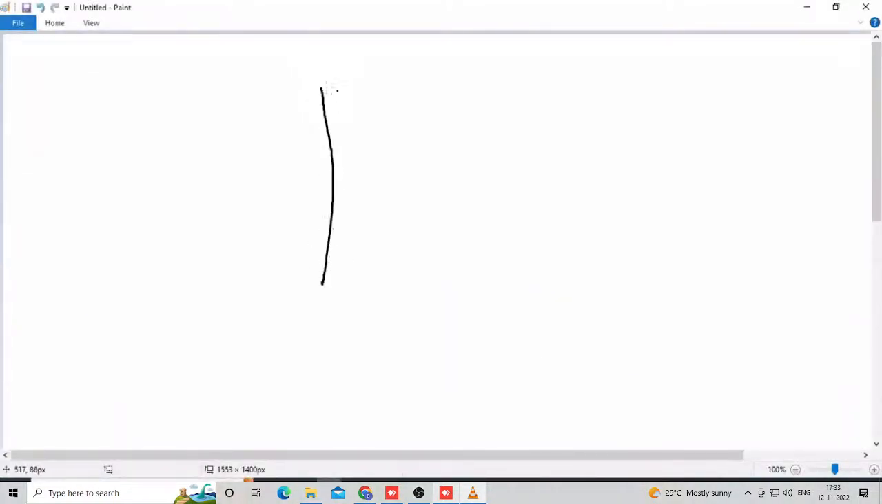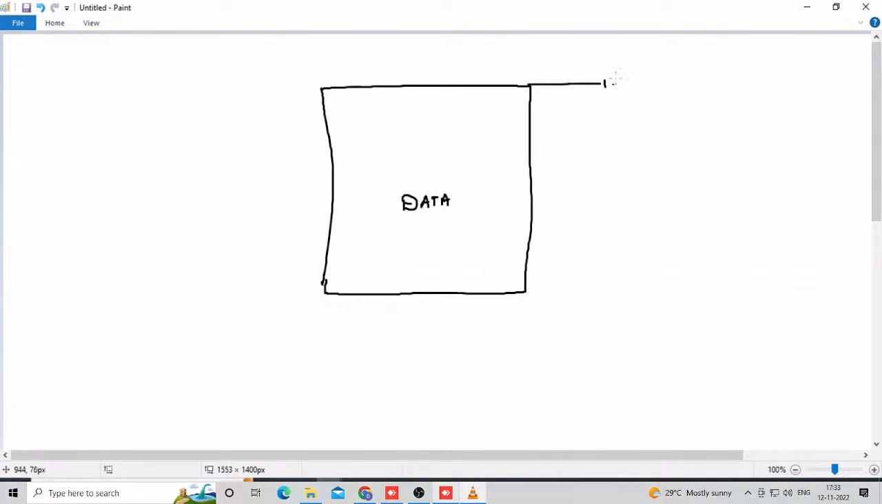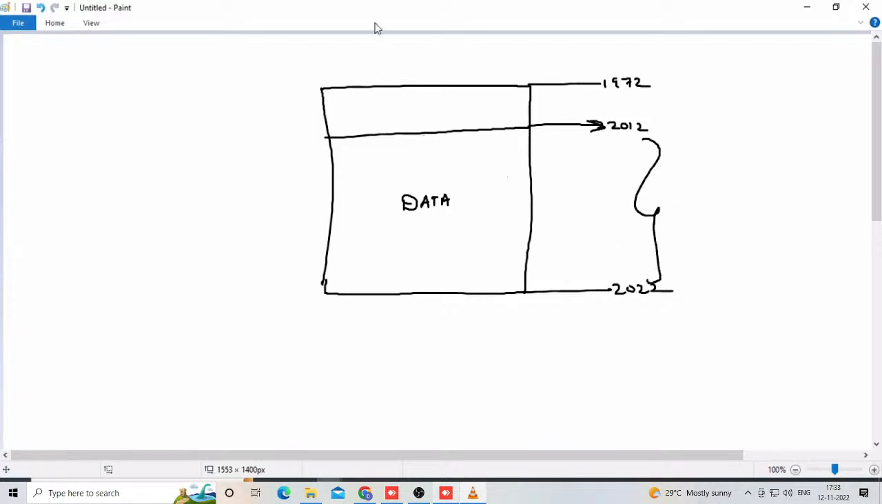Assume this is your data which got generated in the last 50 years, 1972 to 2022, right? If you observe this, 1972 to 2012, and 2012 to 2022, the last 10 years of data. Nearly 80% of the data has been generated in the last 10 to 15 years, and in the previous 40 years, only 20% of the data. You see, very little data, right?